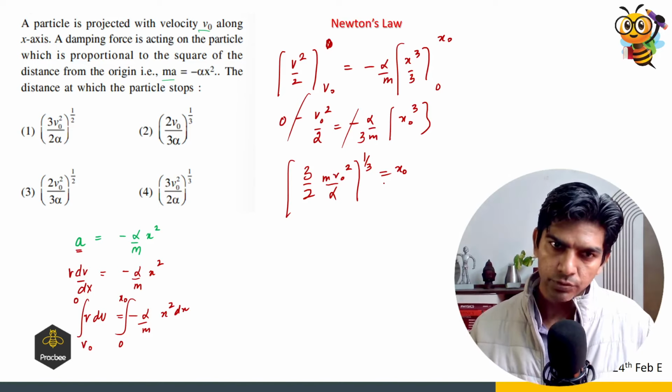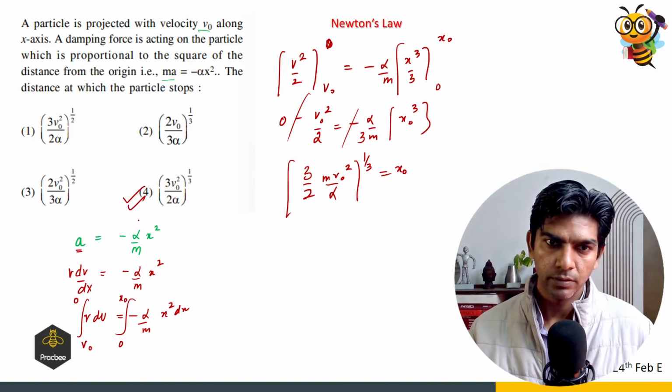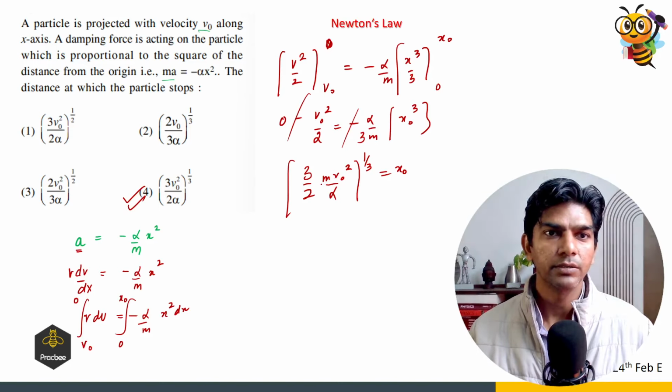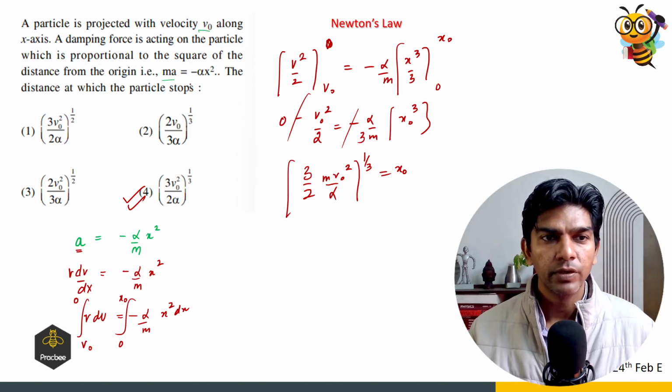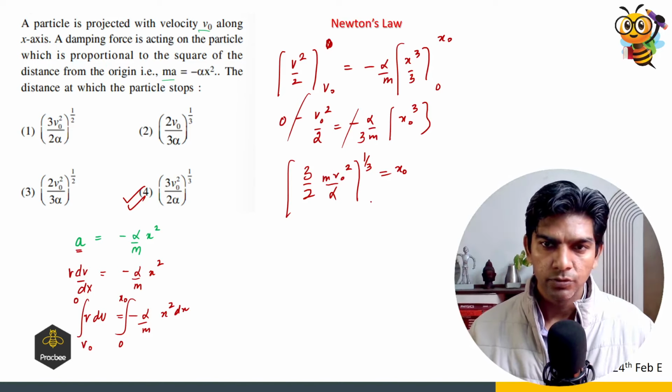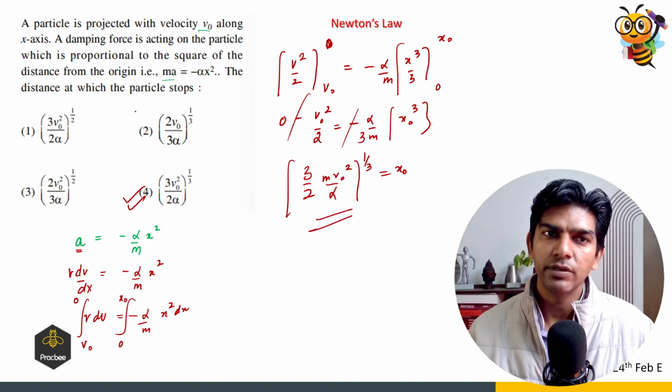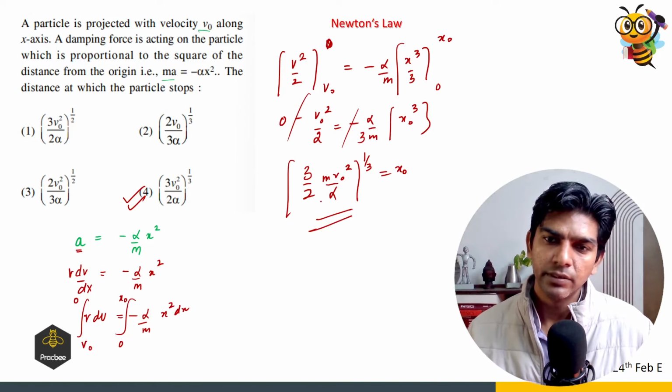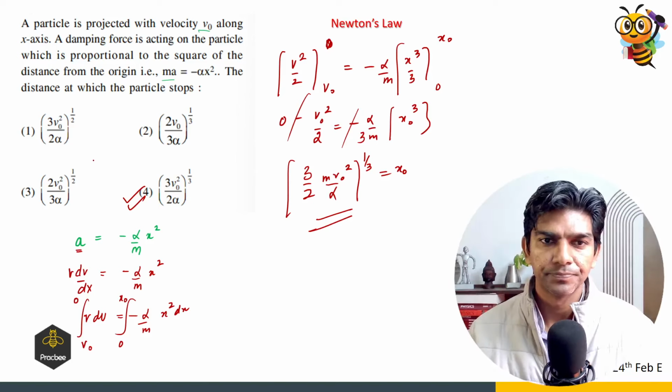If you look at option 4, mass is also there, right? So mass is also coming into the picture, and we have to find the distance, so mass should also come, so that should be the right answer. I think they have taken mass as 1 kilogram. So if you take it as 1 kilogram, then option 4 is the right answer.